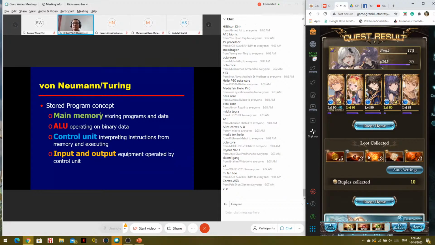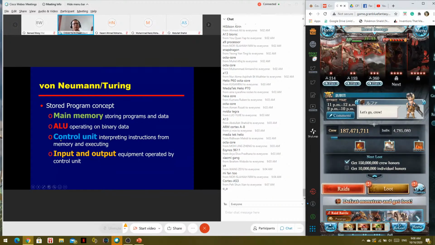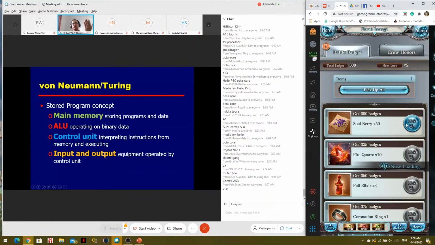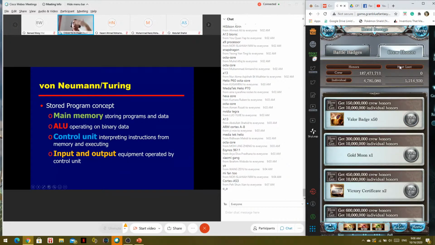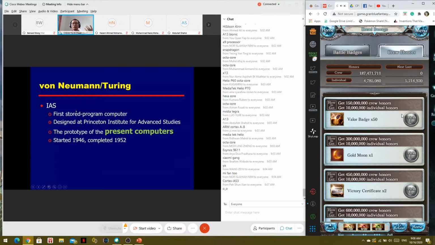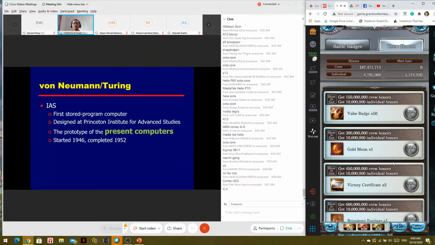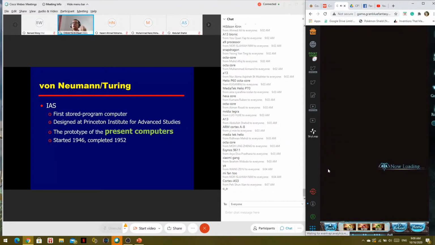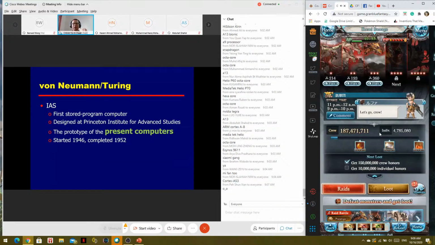So we need the main memory to store the program. We need a processor, the ALU, to operate on those data. We need a control unit to interpret those instructions, and an input-output to show the result to the user. Okay, so that is the stored program concept. And the IAS machine was one of the first stored program computers. Okay, and the IAS is also the prototype for the modern computers today.